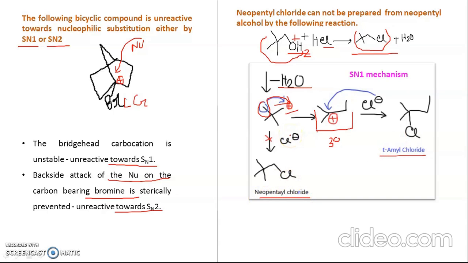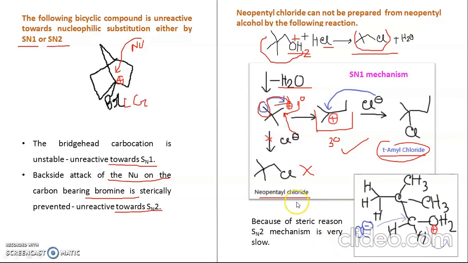So neopentyl chloride will be formed only if it is attacking at the initially formed carbocation, which is 1 degree. But as there is rearrangement taking place, that is why we are getting tertiary amyl chloride, not this one. So this is the reason that neopentyl chloride we cannot make from neopentyl alcohol by this reaction. Now that is all about SN1 mechanism.